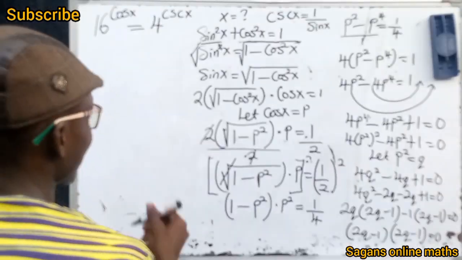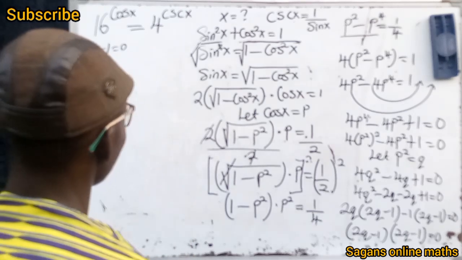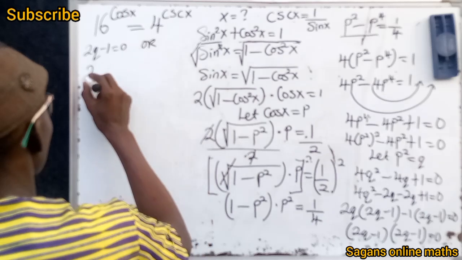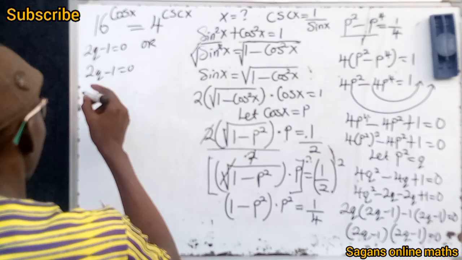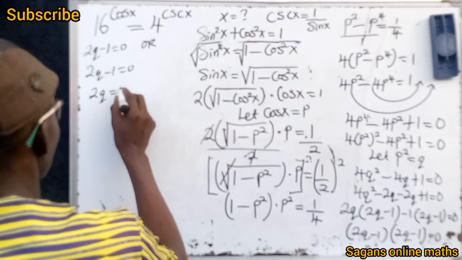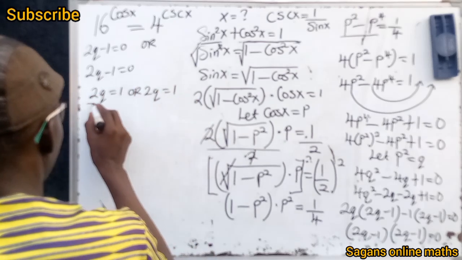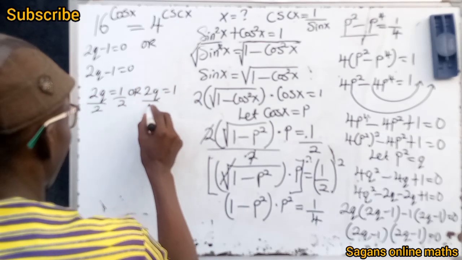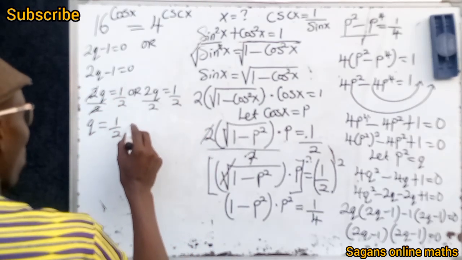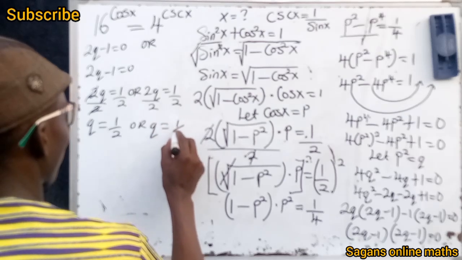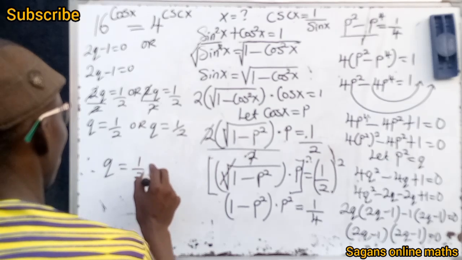Fine. So now see that 2q minus 1 is equal to 0. You can see there are 2 here. By adding 1 to both sides, 2q will be equal to 1. If we divide here by 2, also divide here by 2, the 2 will go out, then q will be equal to 1 over 2, because this will cancel out this. Therefore, q is equal to 1 over 2.